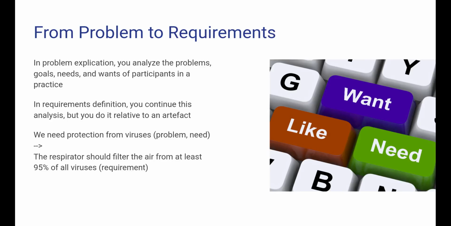Here's an example. Suppose we have a problem or a need. We need protection from viruses. This is a part of problem explication. This one doesn't say anything about any particular artifact. Then we can continue this analysis, but now we have some specific artifacts in mind, namely a respirator. And we formulate the respirator should filter the air from at least 95% of all viruses. This is a requirement because it is formulated relative to this respirator artifact.